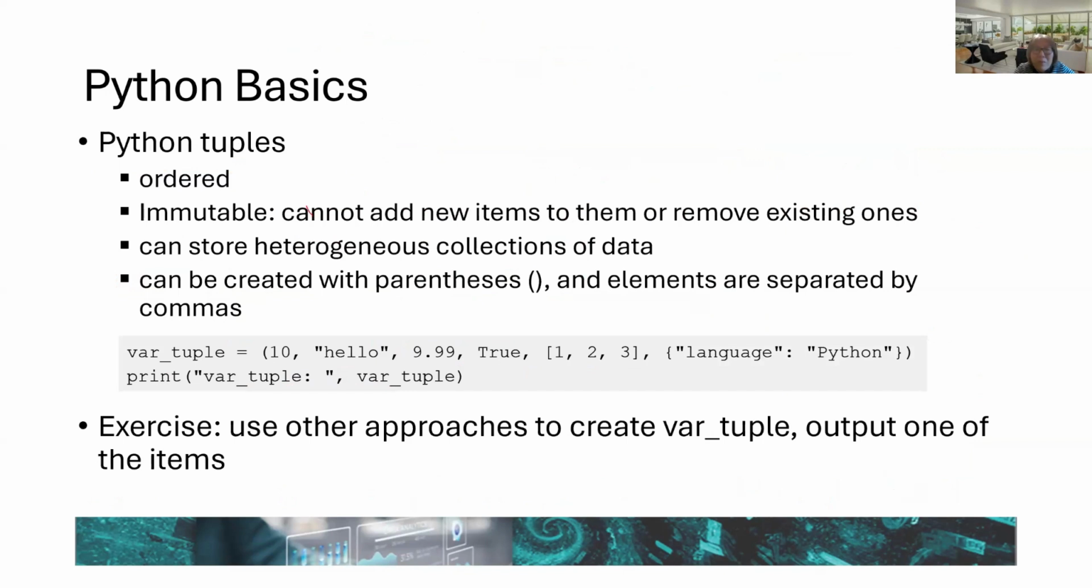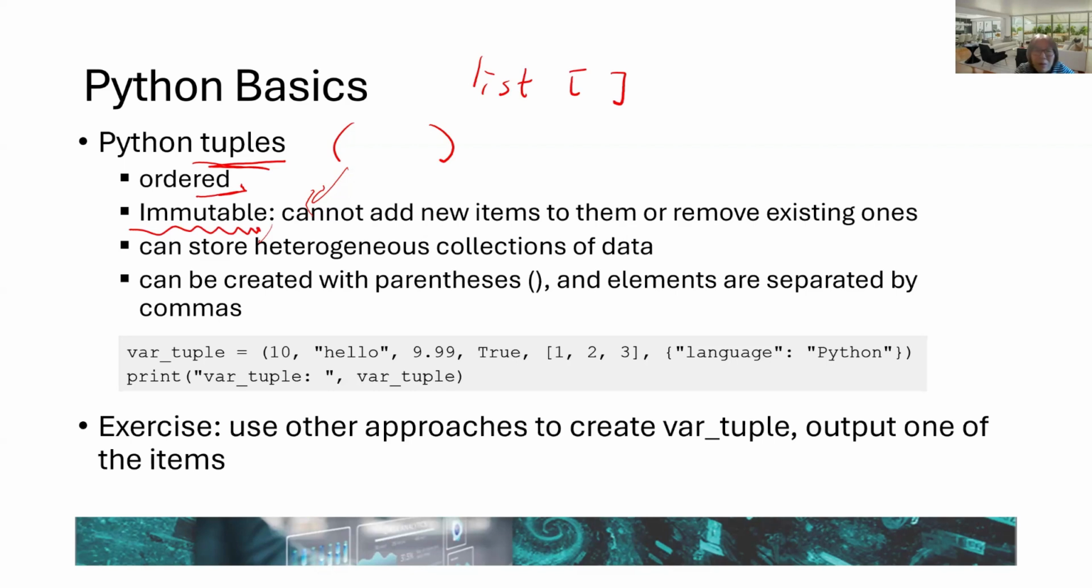The second one is called a tuple. A tuple is identified with parentheses. List is square brackets in Python, and tuple is parentheses. The tuple is the same thing, an ordered collection of elements, the same as a list. But there's a big difference between list and tuple: a tuple is immutable. You cannot change it.